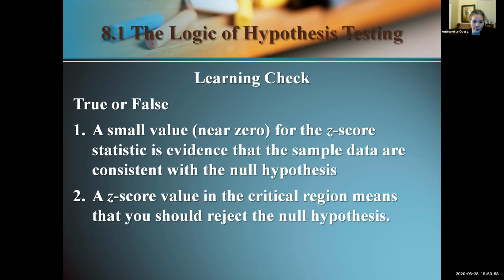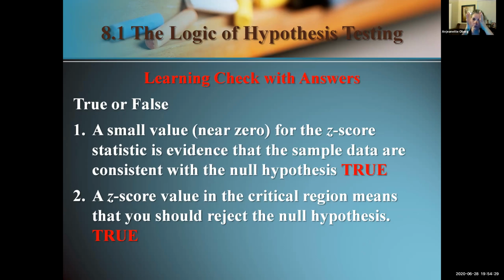Okay, so a small value near zero for the z-score statistic is evidence that the sample data are consistent with the null. So think about that normal distribution. A small z-score is going to be closer to the middle, and it's our edges that are going to be able to reject the null. So closer in the middle is consistent with the null, supporting the null, and the edges are rejecting the null, okay? So that is going to be true. It's closer to the mean, so it's going to be more consistent with the null.